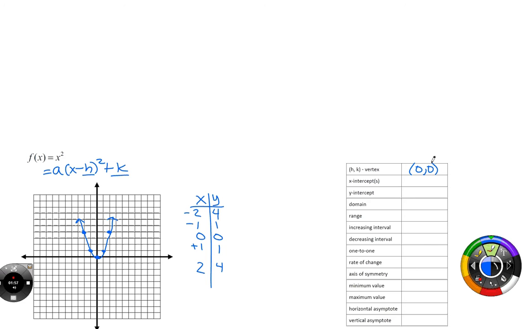Our x-intercept would be what? 0, 0 is where it's hitting the x-axis. And y-intercept? 0, 0. It's very interesting right now, right?